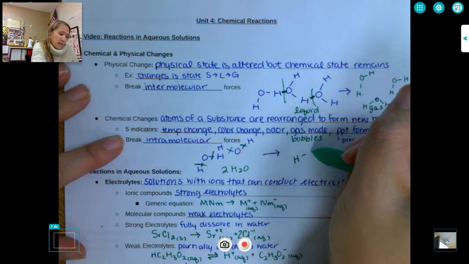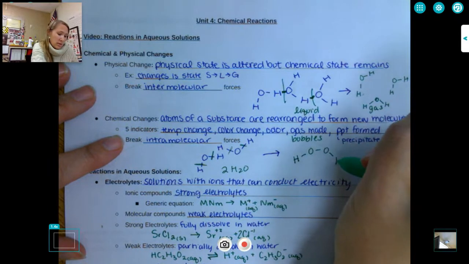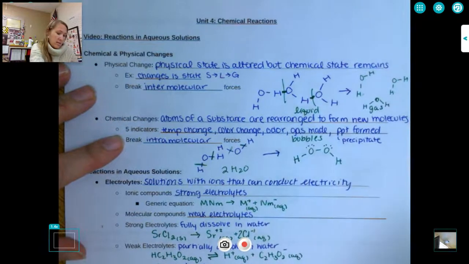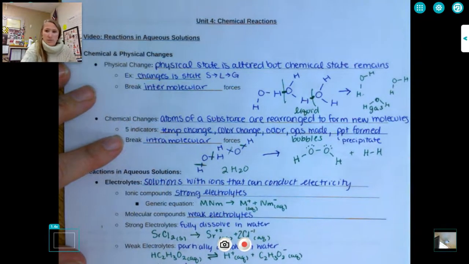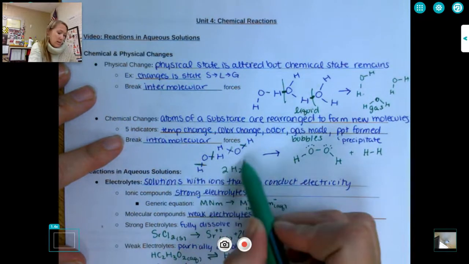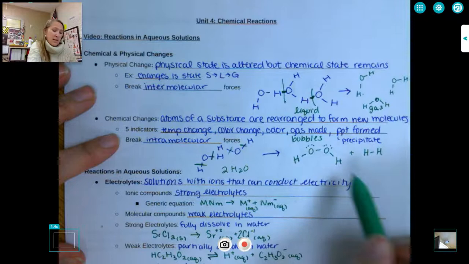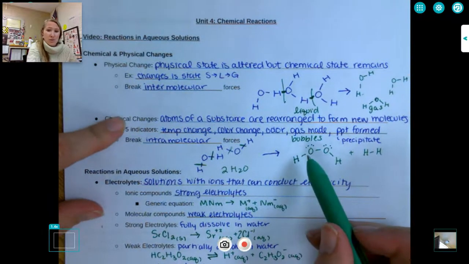let's see, H2O2, which looks like this, and hydrogen gas, right? I have broken my bonds. I've rearranged my atoms. I still have the same number of atoms on the left and the right, but I have changed through a chemical reaction. So chemical reactions are chemical changes.